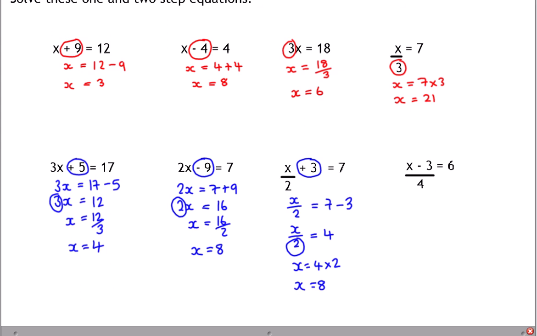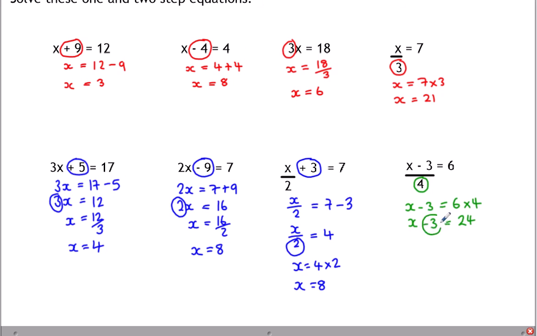And then the last one is a bit different. Because the taking away 3 is part of the fraction, it means the taking away was done first and then the whole thing was divided by 4 at the end. Because the dividing by 4 was done at the end, timesing by 4 is the first thing that we need to do. So x minus 3 equals 6 times 4. So x minus 3 equals 24.